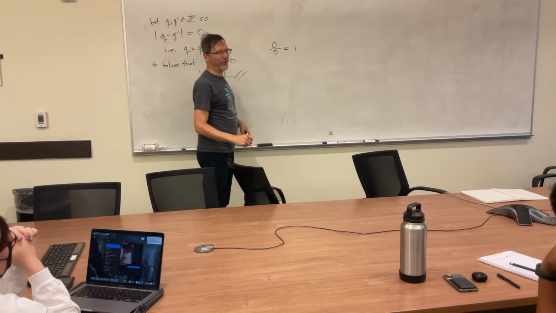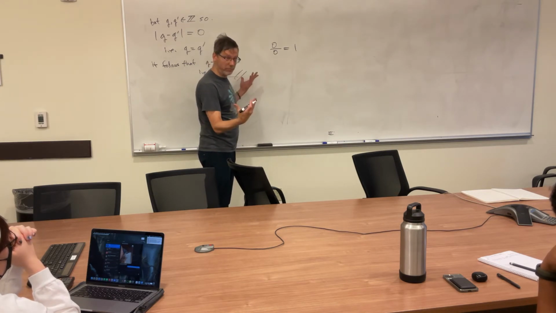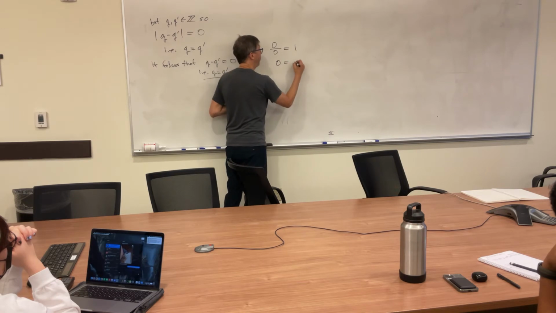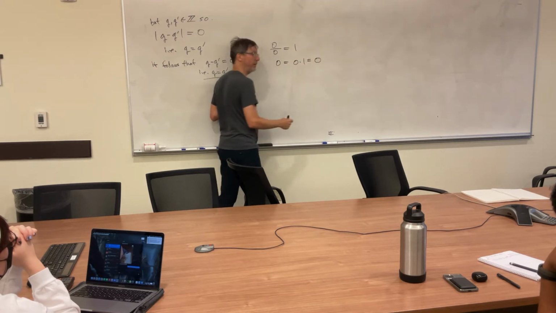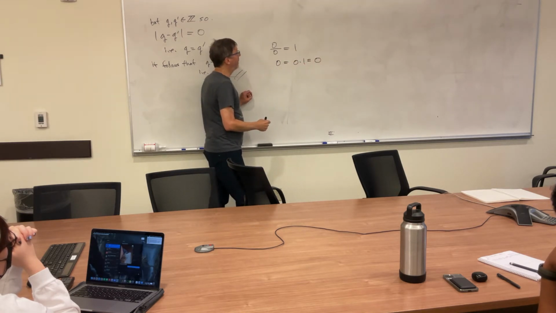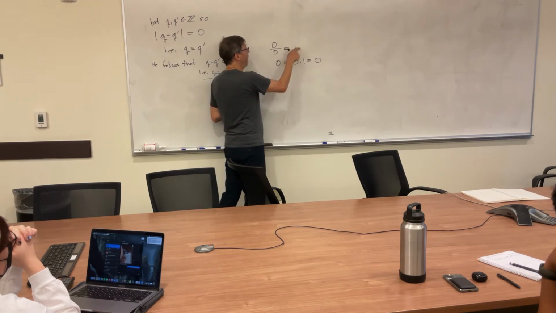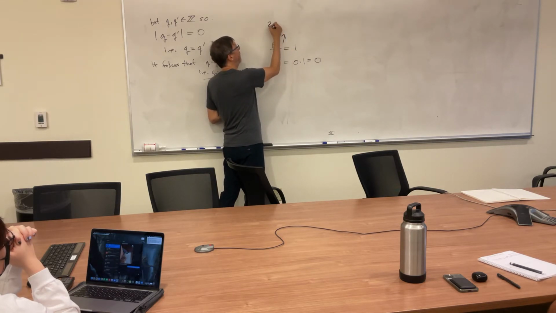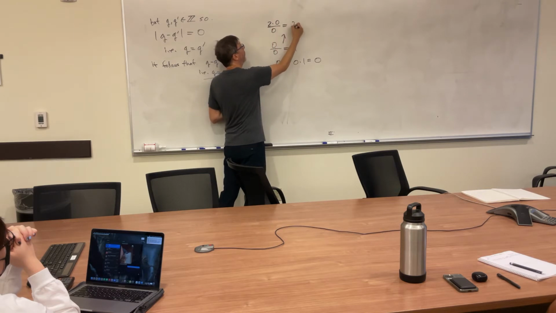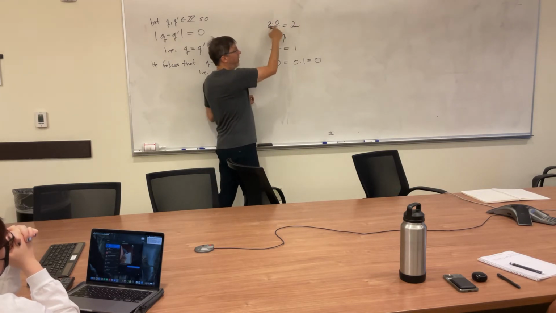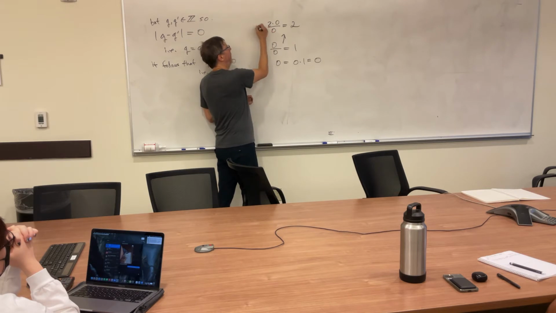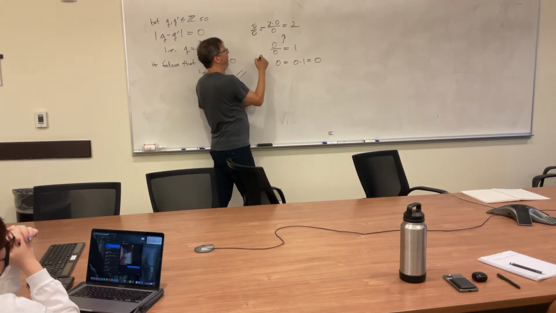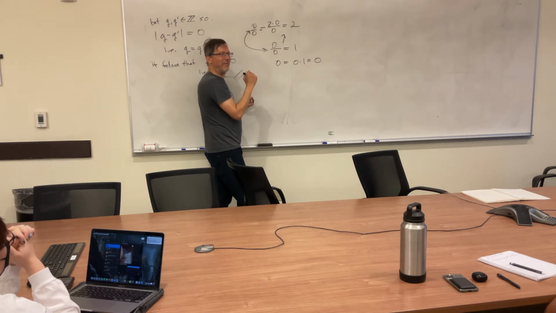So if I multiply both sides by 0, certainly that's true, right? But what if I take this equation and multiply both sides by 2? So I've got 2 times 0 over 0 equals 2. But 2 times 0 is 0, so this is still 0 over 0. So now I've shown that 2 equals 1. That doesn't sound good.